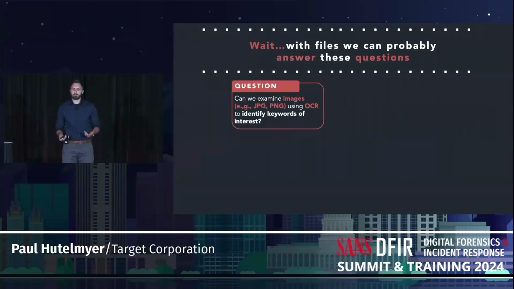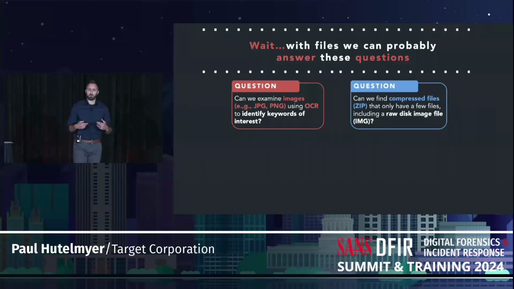So if you take that approach, you can probably answer other questions as well. Like if I have images, can I use optical character recognition to maybe identify keywords of interest? So a phishing email, I have some common keywords that I typically see in my phishing emails. Can I use OCR and images to maybe pull those out?